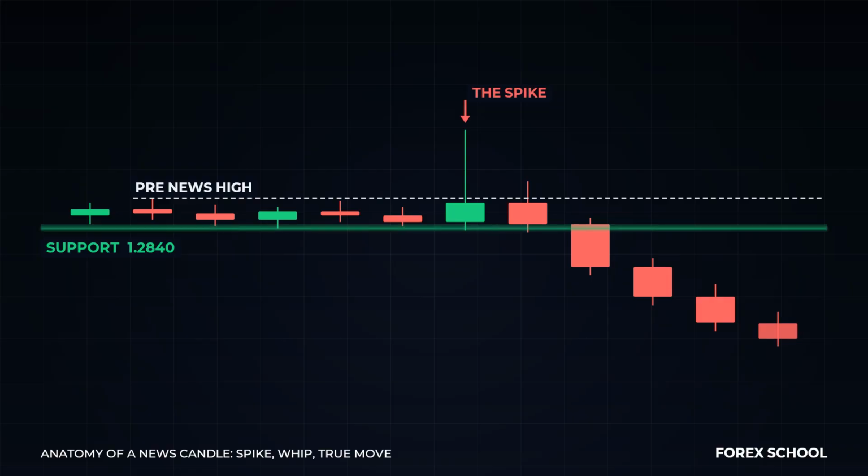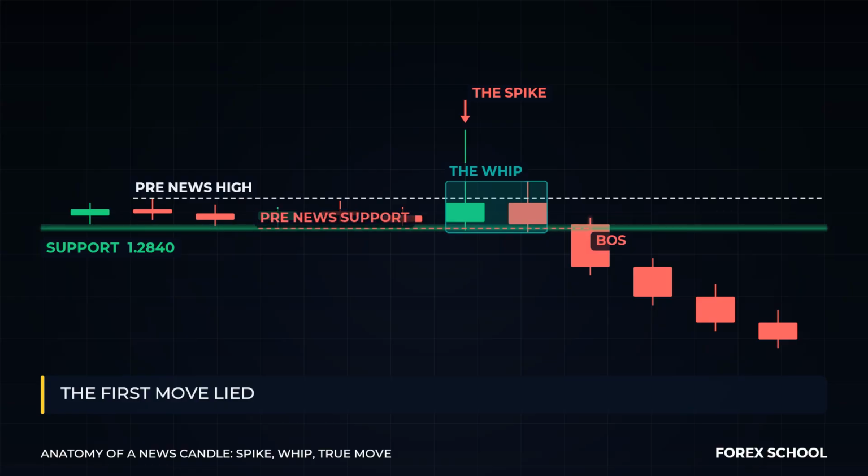Act 2, the whip. The next candle stretches from 128.84 down to 128.36, punishing both sides. That boxed zone is where late buyers and early sellers were both shaken. And Act 3, the true move, a decisive close through the 128.40 support, that's the BOS, and price runs all the way to 127.36. The spike screamed up. The market meant down.